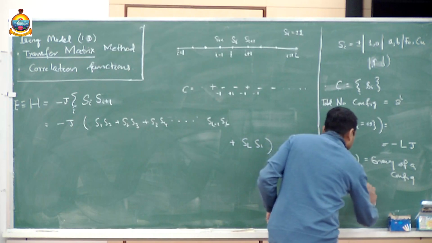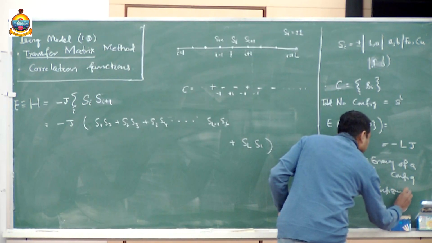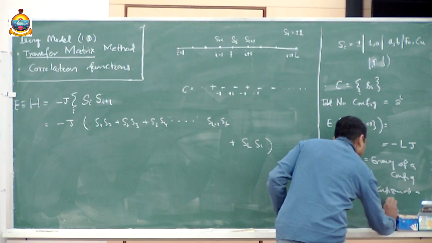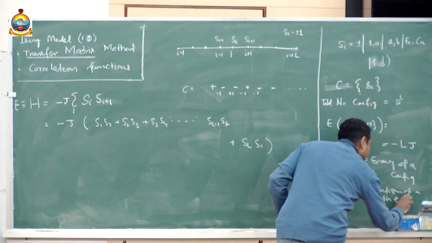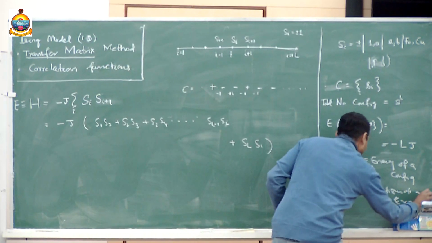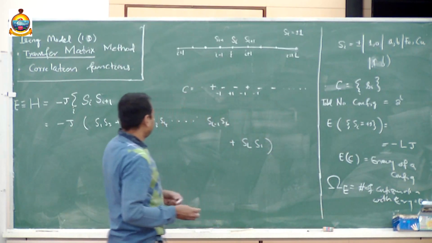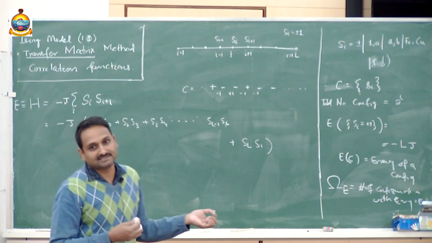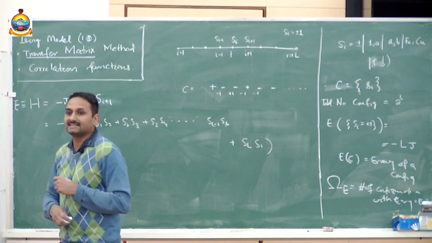Omega is the number of configurations with a given energy, with energy equal to E. So that's omega of E. So this is my Hamiltonian. The point is, why am I using this Hamiltonian, and what is the meaning of this negative sign?